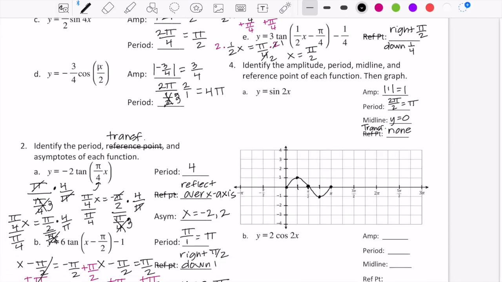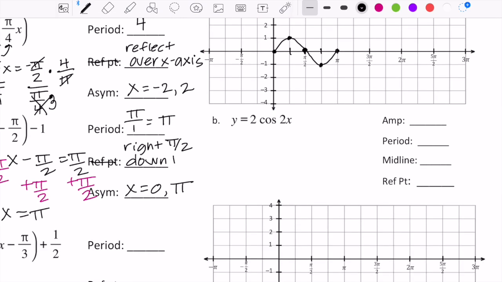Okay, moving on to the next one. This one, the amplitude is 2 this time. So that's the distance from the midline. The period is 2 pi divided by 2, which is going to be pi. And again, because we didn't go up or down at all, this is y equals 0. And as far as the transformations go, there are none in here.